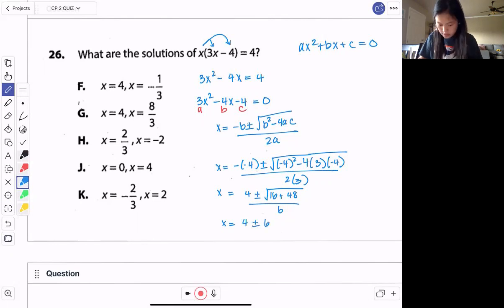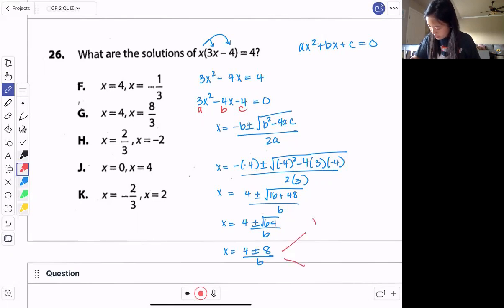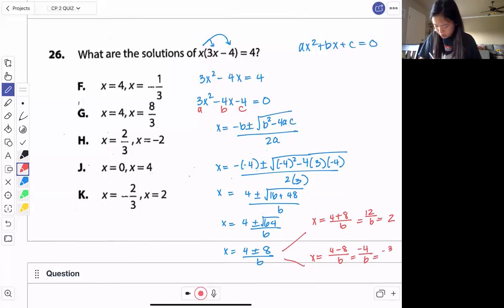That's not a bad number, so 64. So the square root of 64 is 8. So there are two answers here. You can have x equals 4 plus 8 over 6, which would be 12 over 6, which is 2. Or you can have 4 minus 8, which would be negative 4 over 6, which is, if you reduce, negative 2 over 3. So the answer would have to be, I believe, K for 26.